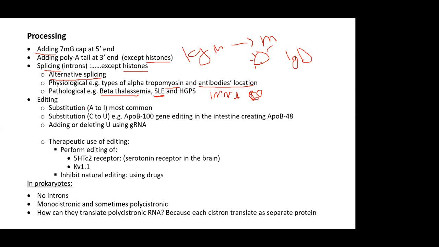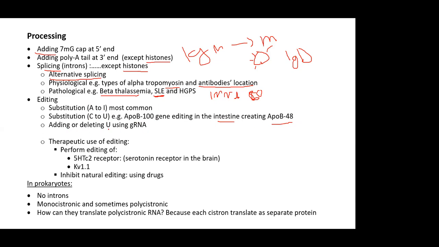Editing: there is substitution, A to I, which is the most common. As you can see, A to I goes from adenosine to inosine, or C to U from cytidine to uridine. An example of that is the ApoB100 gene editing. In the intestine, there is the B48 version of the protein. There is B48 and B100, while in the liver there is only B100.